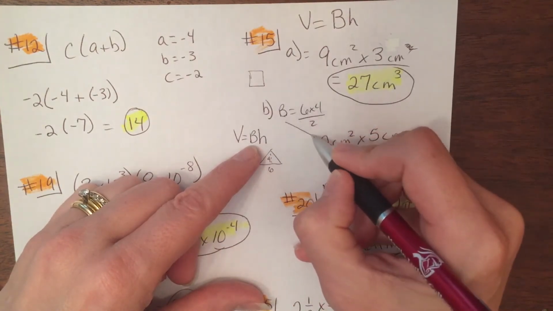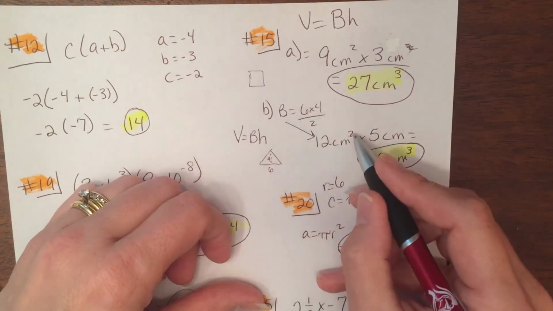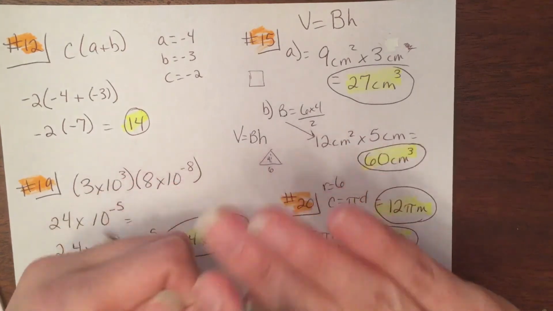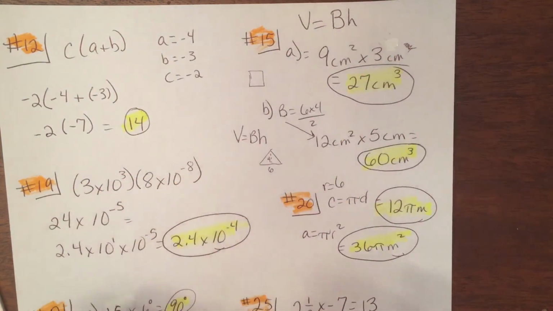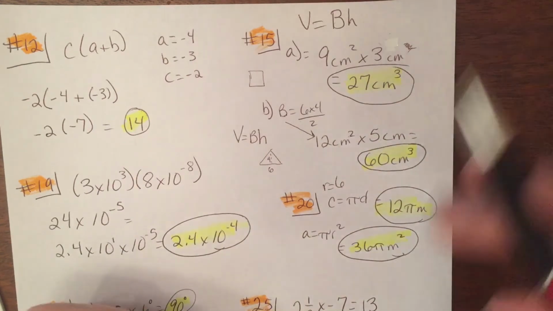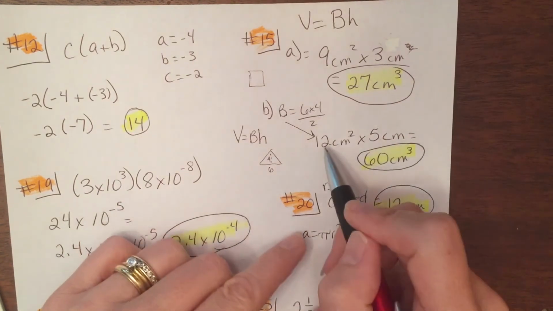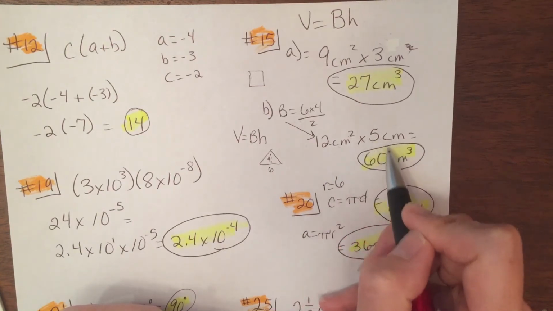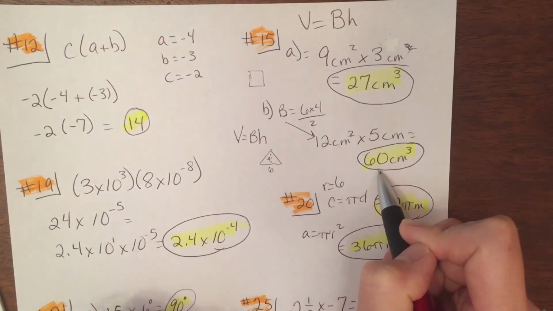So this is capital B here, 12 centimeters squared, times my height. Height means, how far does this figure go back? If you look on the triangular prism there, it shows it going 5 centimeters back. So 12 centimeters squared is the area of the base, times 5 centimeters is the height: 60 centimeters cubed.